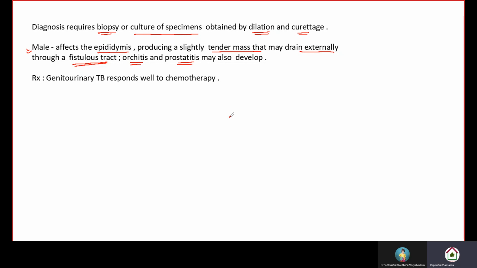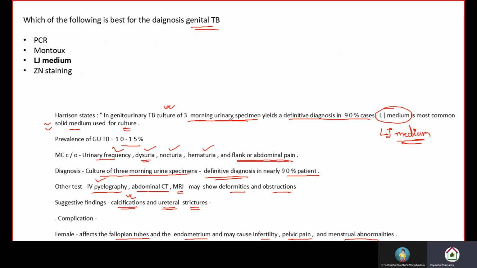Treatment can include chemotherapy, meaning anti-TB drugs. So this is about genitourinary TB, and must be remembered: for genital TB, we have to use which medium? LJ medium, and definitive diagnosis is by three morning urinary samples.